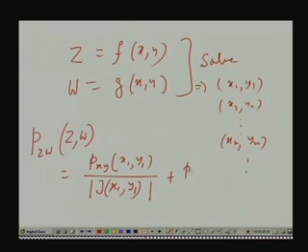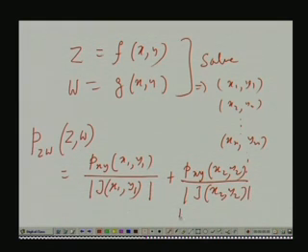Then again, put the second solution, divide by the corresponding Jacobian, and so on and so forth. This is the result. Where, let me give the expression for the Jacobian.